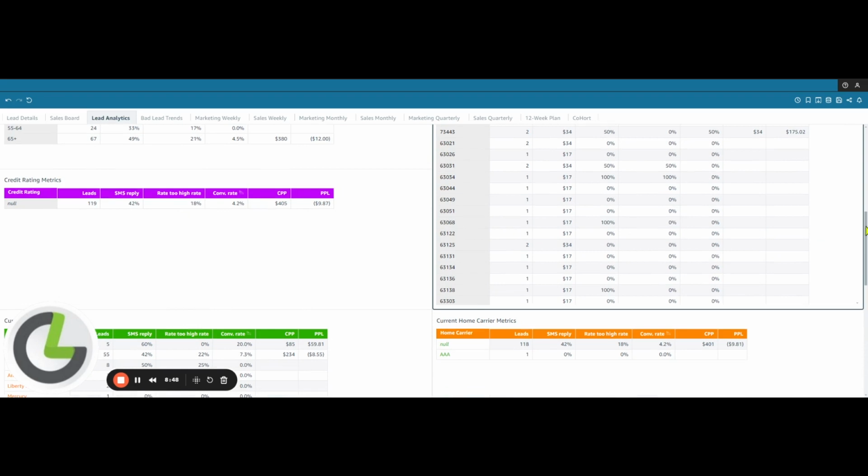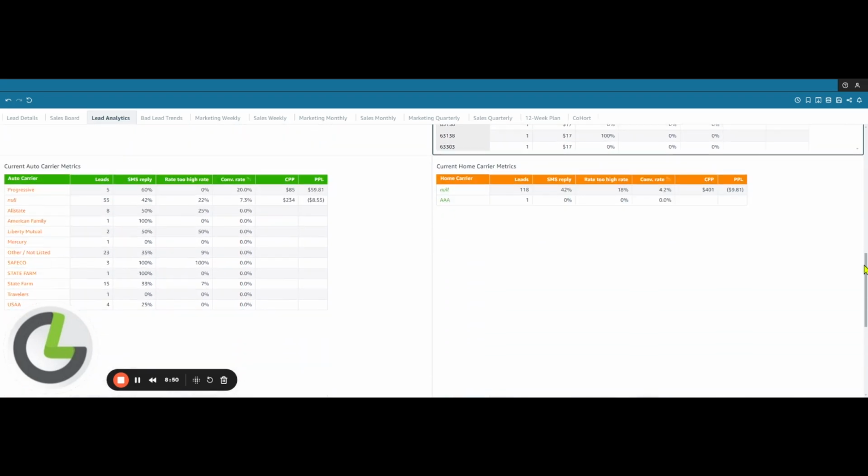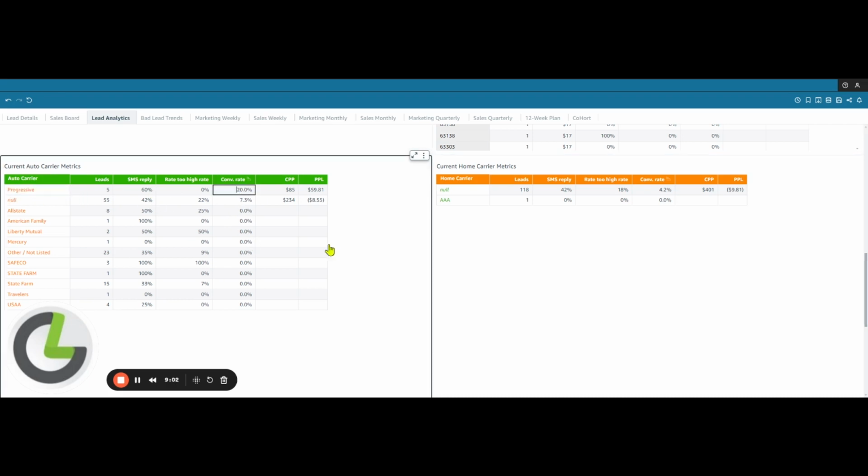Not sure why credit rating isn't coming through there, but just moving on here. We can see the current carrier. So now we can see the conversion rate here. And for any leads that are coming in where they're insured with Progressive, we're closing at 20%. Again, only 5 leads, but something we could separate into a different lead profile or something to keep an eye on. Another thing is rate too high to keep an eye on, so with Liberty Mutual, Allstate. So again, things where you could maybe exclude that carrier from coming in.